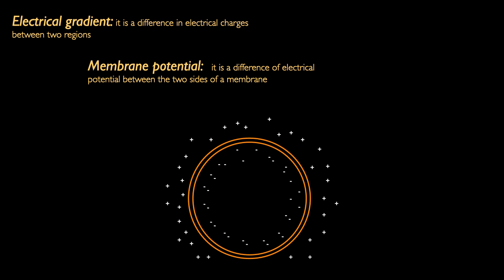Right? All cells have a membrane potential, although there are cells like the neuron that have a greater membrane potential because they are specialized in transmitting electrical signals, inputs and outputs.